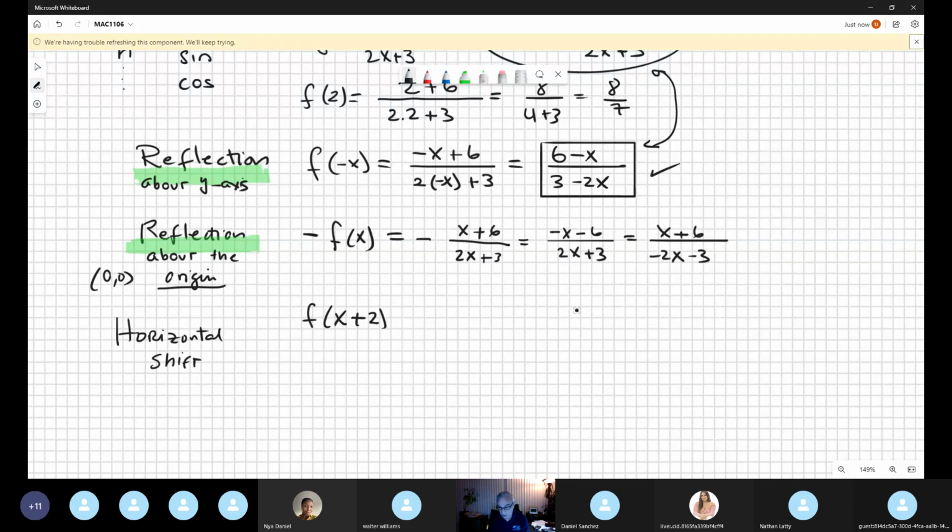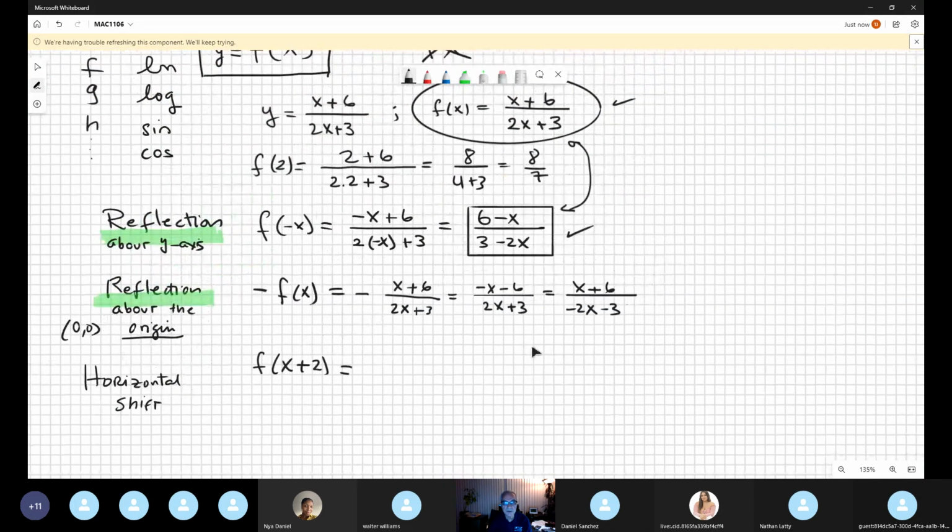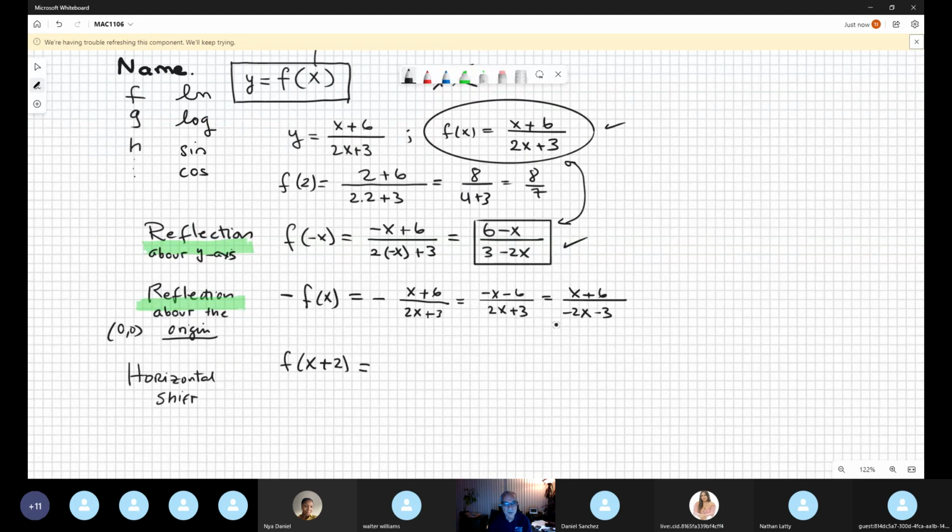I want to prove it, not now, next time. But it's easy algebraically. You take the original expression and you replace x with x plus 2. So it says x plus 2, no x anymore, plus 6 divided by 2 times x plus 2 plus 3.